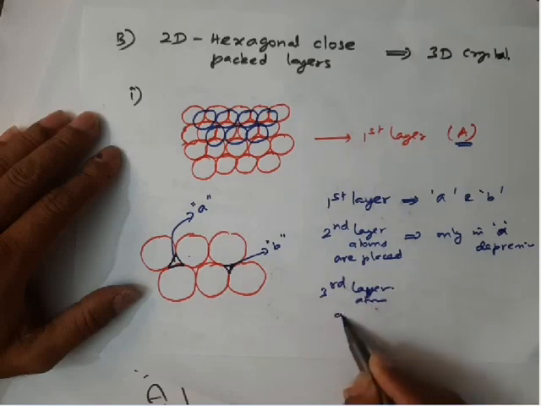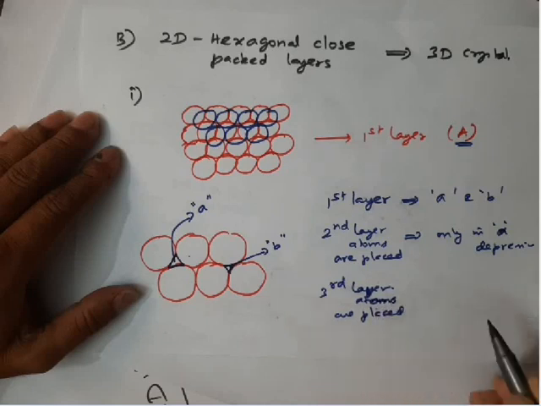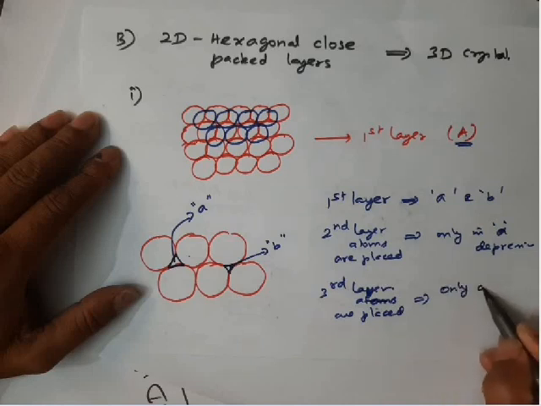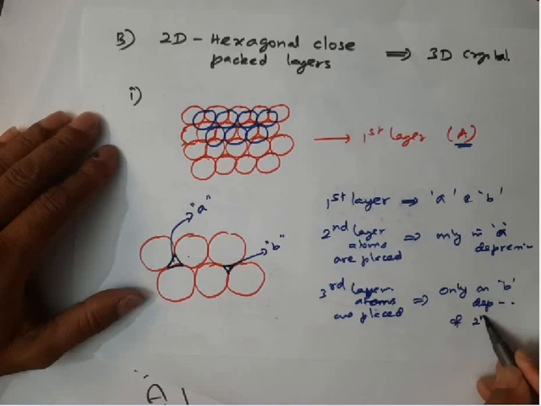Third layer atoms are placed only on B type of depressions, B depressions of the second layer. Here I am placing only on A depressions of the first layer.